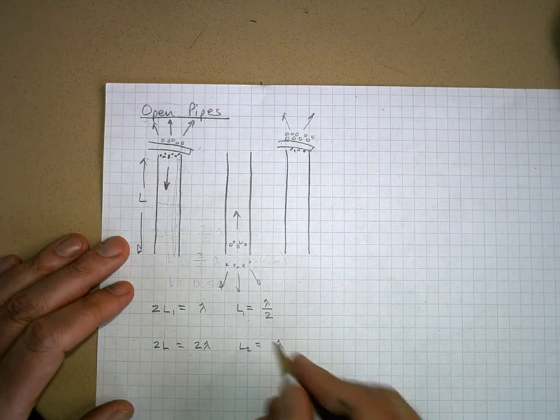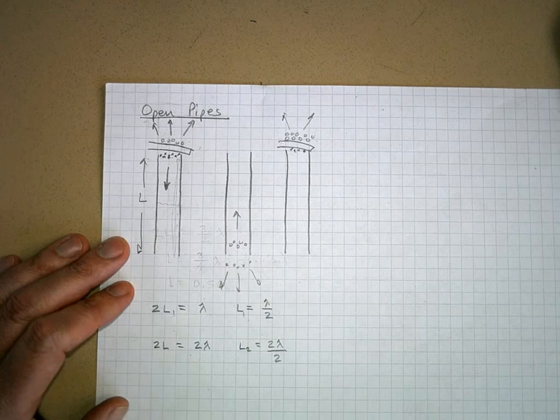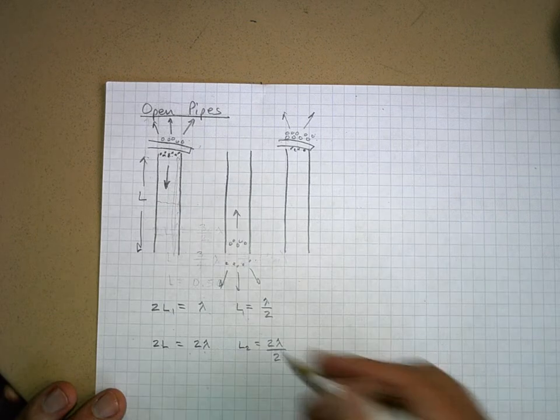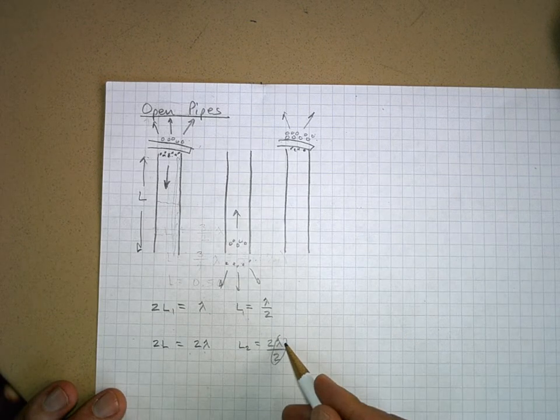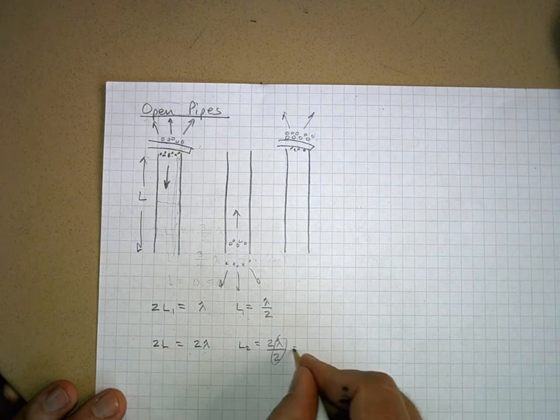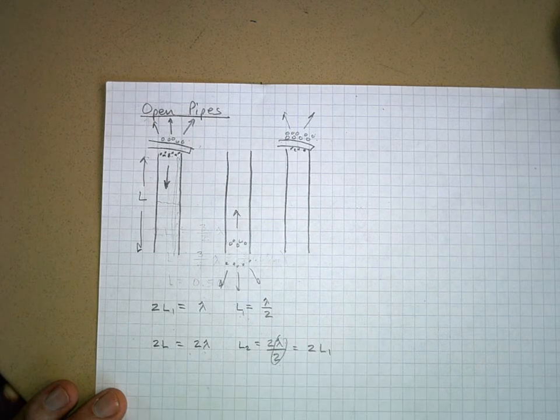But now I'm going to cheat a little bit. I'm going to say this is 2 over 2, right? It's the same thing. I'm just going to divide both sides by 2, and I get 2 over 2. Now, normally we cancel that 2 out. But what is lambda over 2? It's L1. So this is equal to 2 L1.